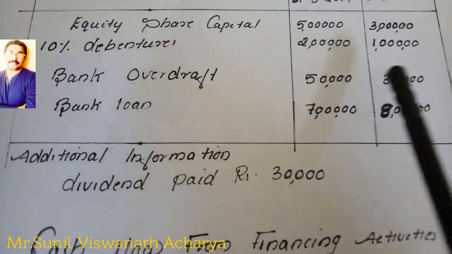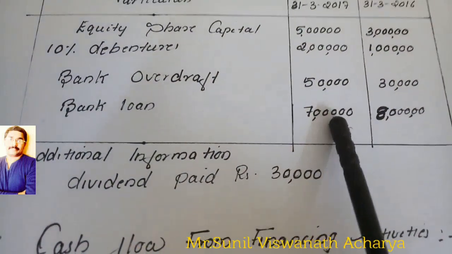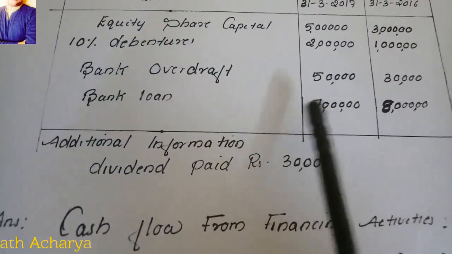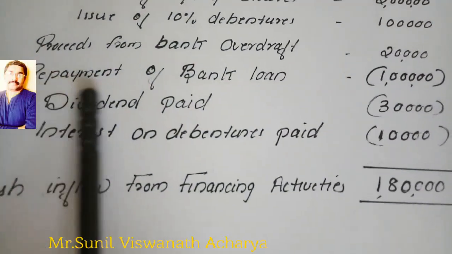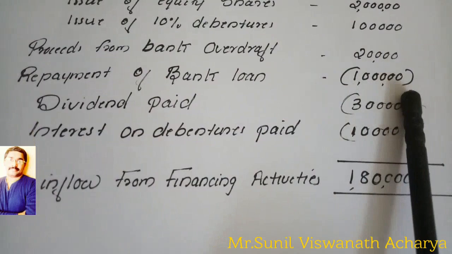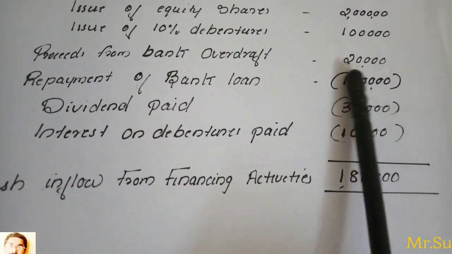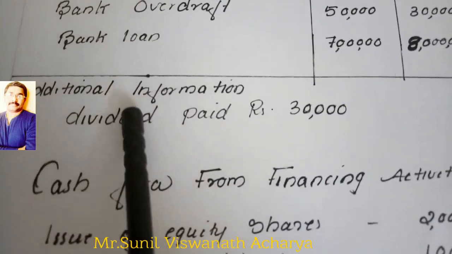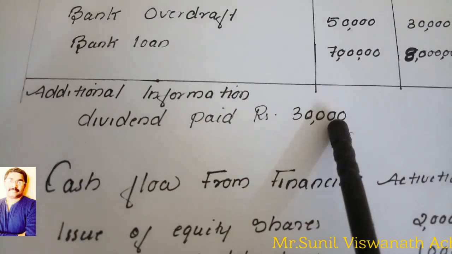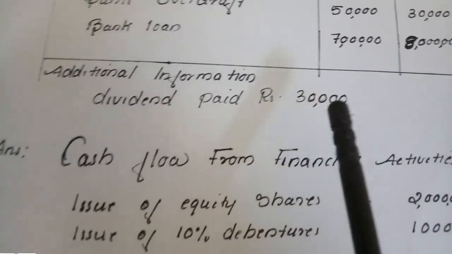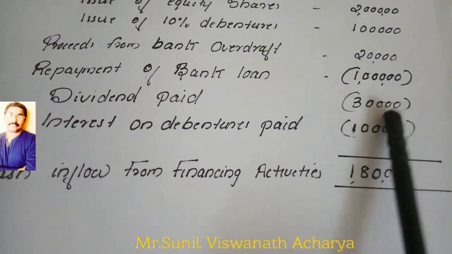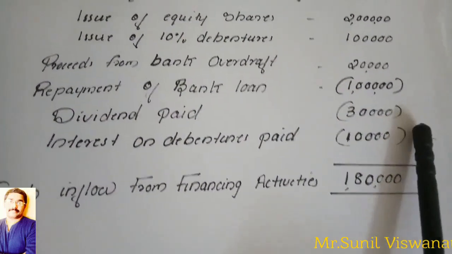Then see bank loan. First year it was 8 lakhs, second year it is 7 lakhs. That means 1 lakh rupees we repaid, right? So repayment of bank loan 1 lakh, it is an outflow. When you pay the bank loan, cash is going out, it is an outflow, negative. Then in adjustment C, dividend paid. We know dividend paid is a financing activity for a normal business. So dividend paid 30,000 outflow. We paid the cash, so outflow.